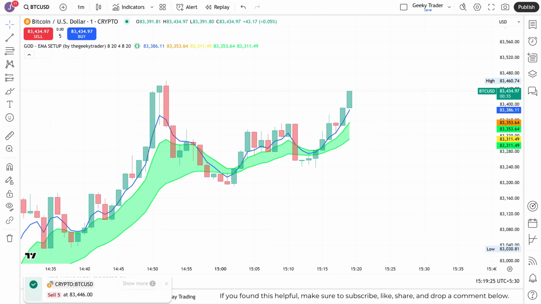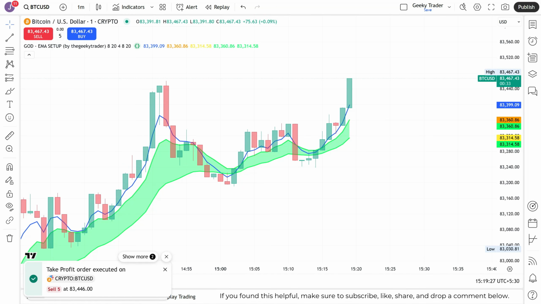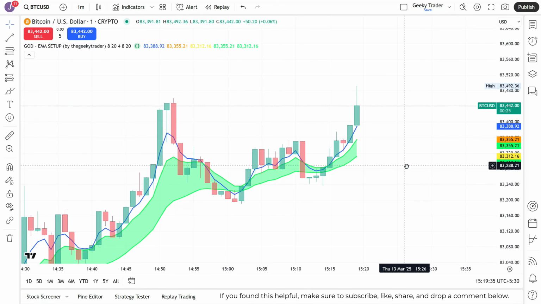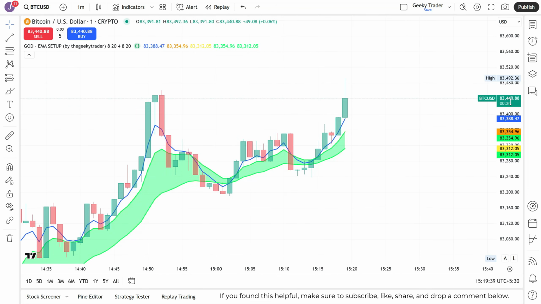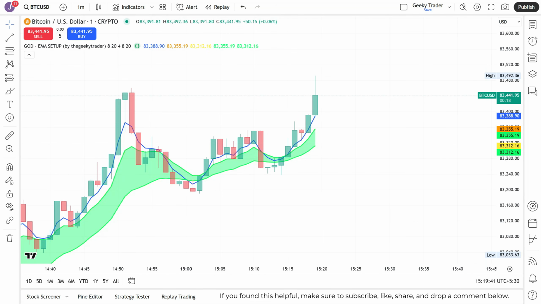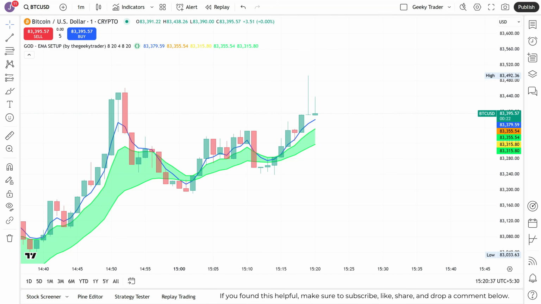And there it is. The price has just touched my target level. As expected, the bullish momentum pushed the market upwards, hitting my take profit level perfectly. With that, the trade has been successfully closed in profit. This is exactly why I love using this setup. It provides clear trend signals and helps me make confident trading decisions.